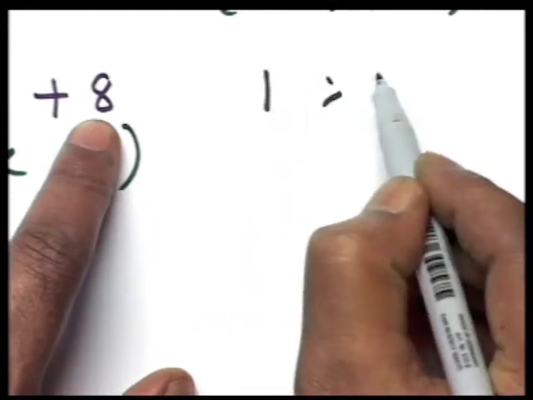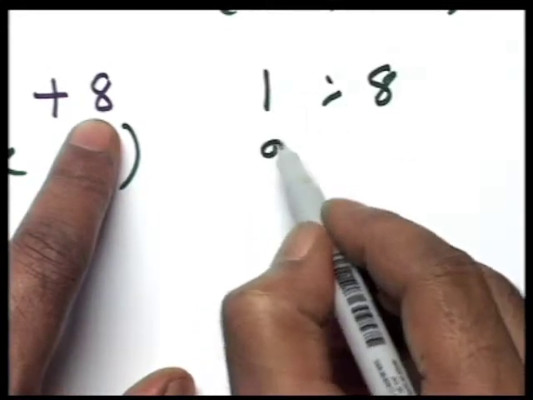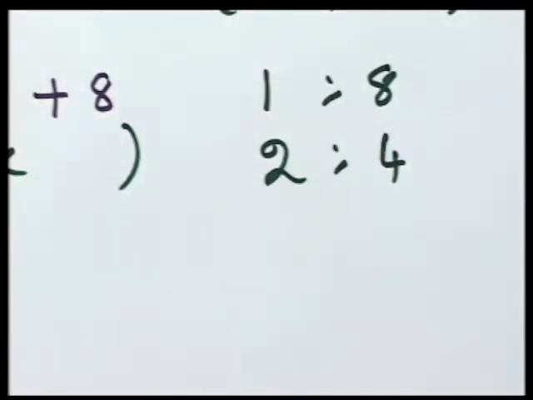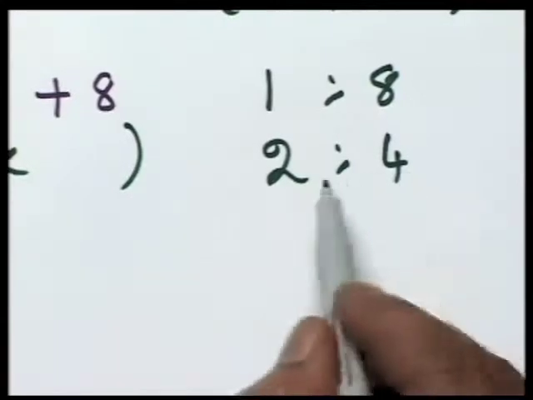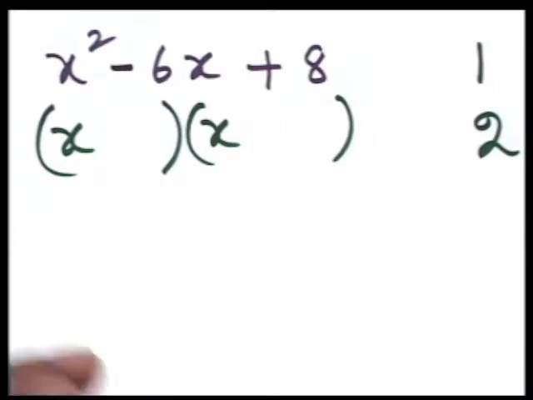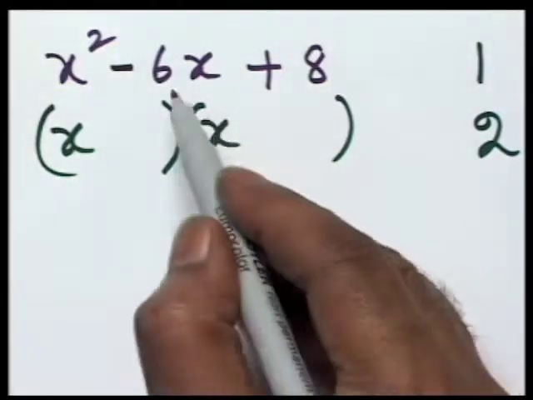1 times 8 is 8. 2 times 4 is 8. Lovely. So we got the 2 and 4, right? 2 and 4, which add up to 6. But we need a minus 6, please. Watch very carefully. We need a minus 6.